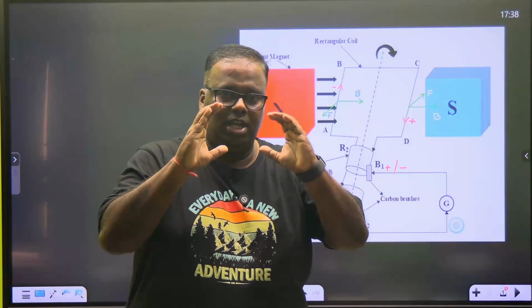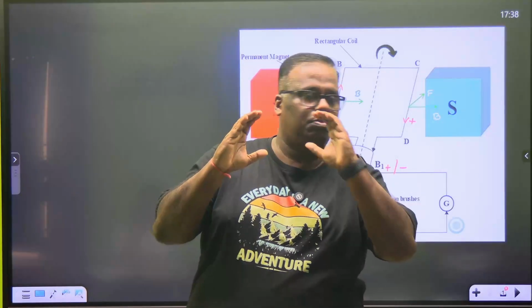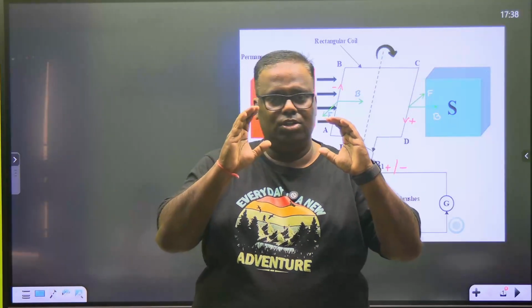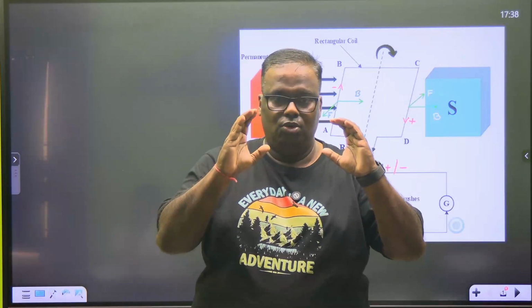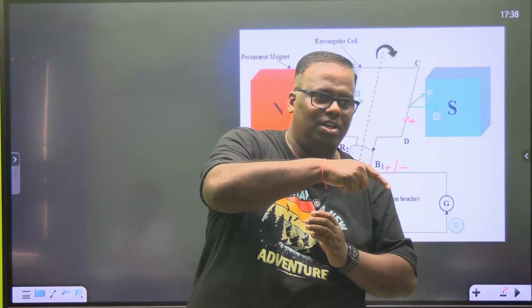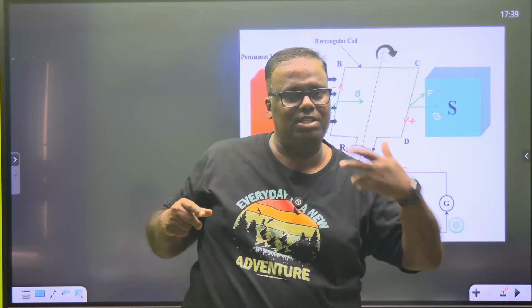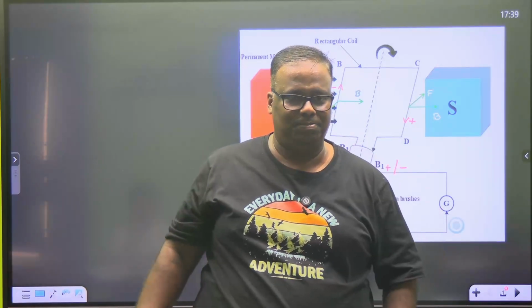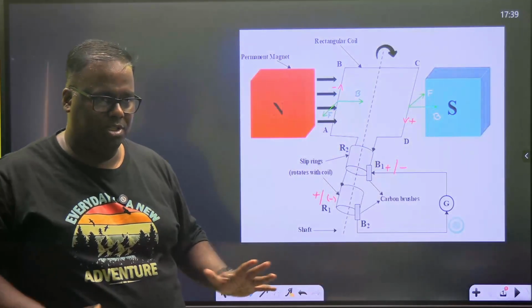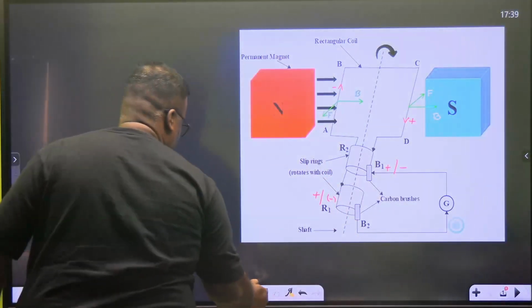So when you are trying to rotate it, let's say this is S1. S1 is in contact with B1. S2 is in contact with B2. When it rotates, S2 comes with B1 and S1 goes with B2. Therefore, one side will always have the same polarity of the current. Are we able to picturize, or shall I draw and show you? Yeah, I'll draw and show you. Don't worry.